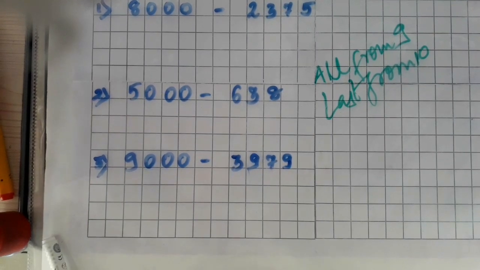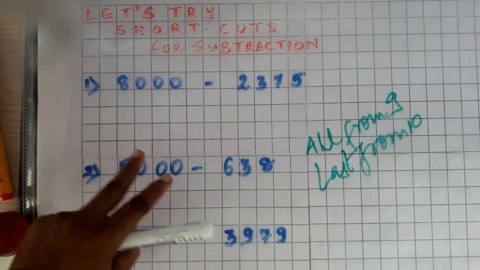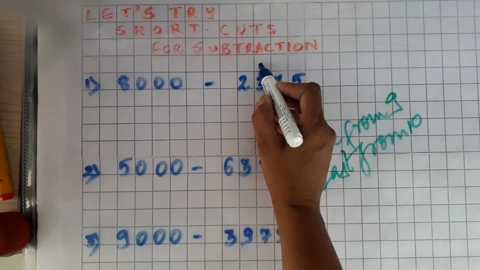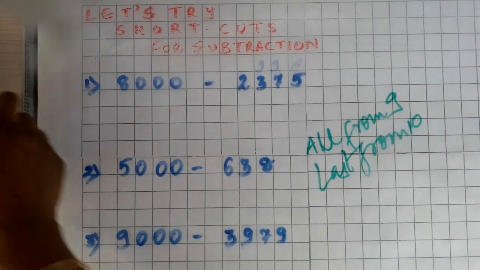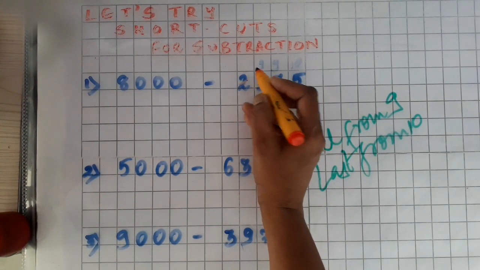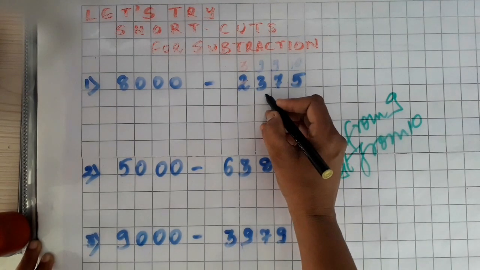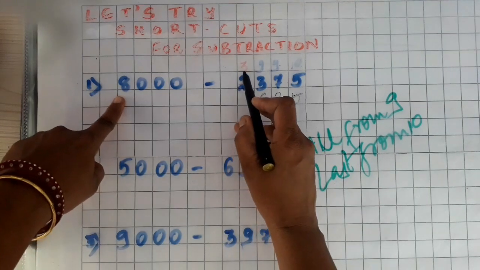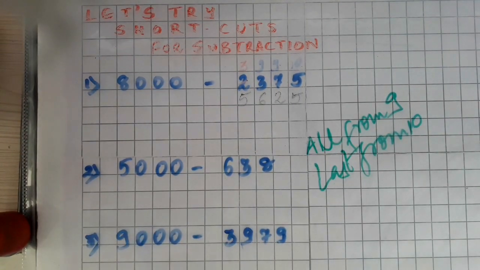First is 8000 minus 2375. Here you already have 4 digits, and as we have thought, all from 9 and last from 10. So we subtract these numbers from 9 and this from 10, and we are going to add 1 to this number. So this becomes 3, and then we subtract the numbers. Here 9 minus 3 is 6, 9 minus 7 is 2, 10 minus 5 is 5, and now 8 minus 3 is 5. So your answer is 5625.